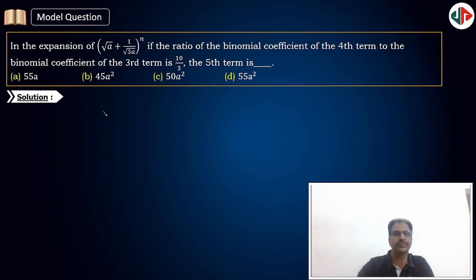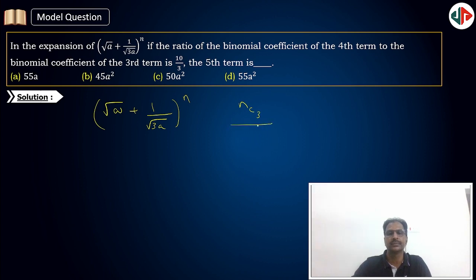Next, in the expansion of (root a plus 1 by root of 3a) whole power n, the ratio of the binomial coefficient of the fourth term to the binomial coefficient of the third term is 10 by 3. What is the binomial coefficient of the fourth term? nC3. Binomial coefficient of the third term, nC2. This is given as 10 by 3, which means (n minus 2) by 3 is equal to 10 by 3, n is equal to 12.